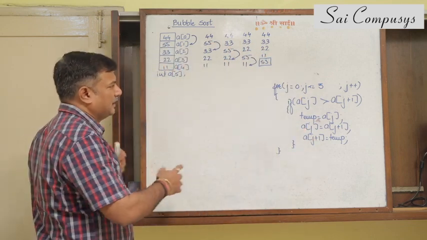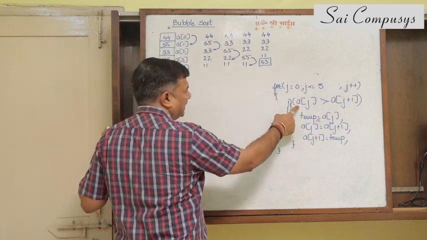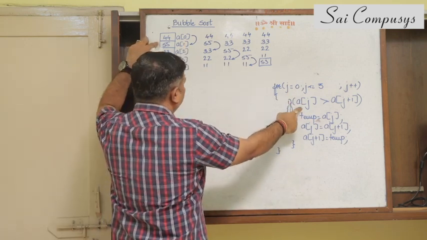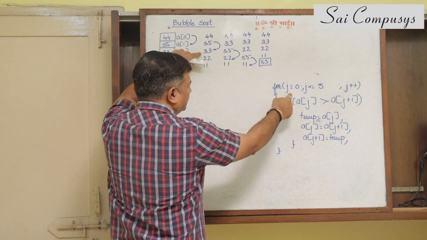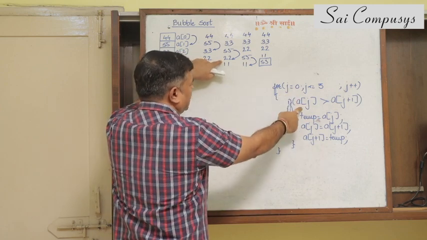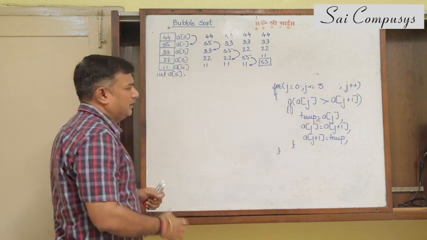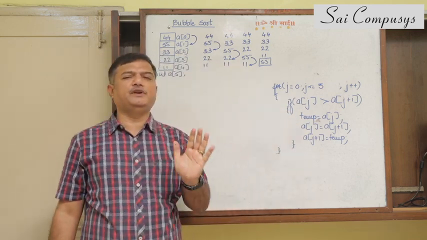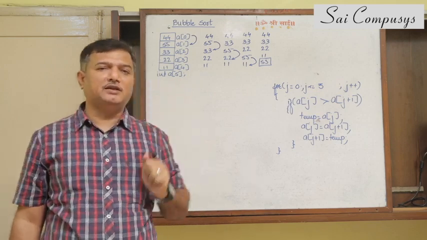Let's see. When j is 0, A0 will be compared with A1. When j is 1, A1 will be compared with A2. J is 2, A2 will be compared with A3. J is 3, A3 will be compared with A4. So understand this. This loop of j compares every element with its next element.